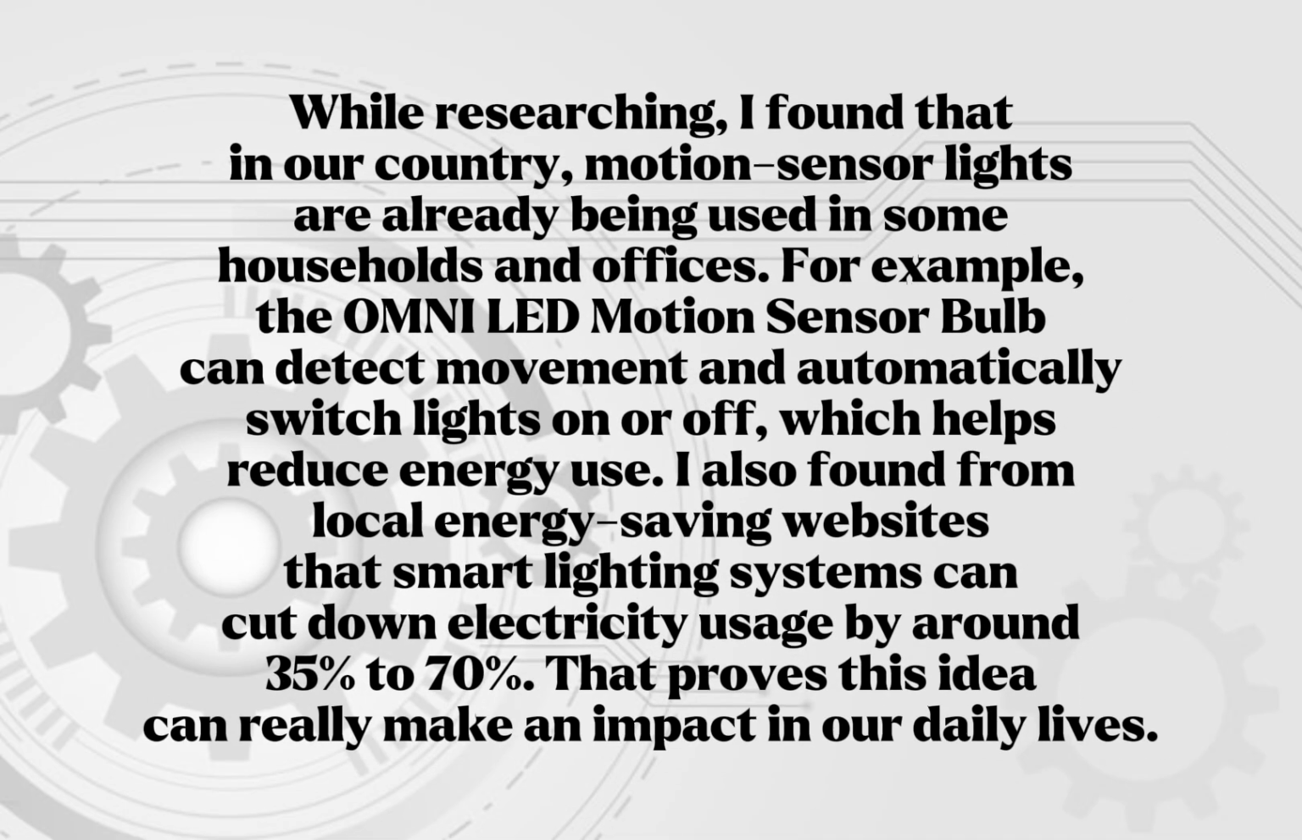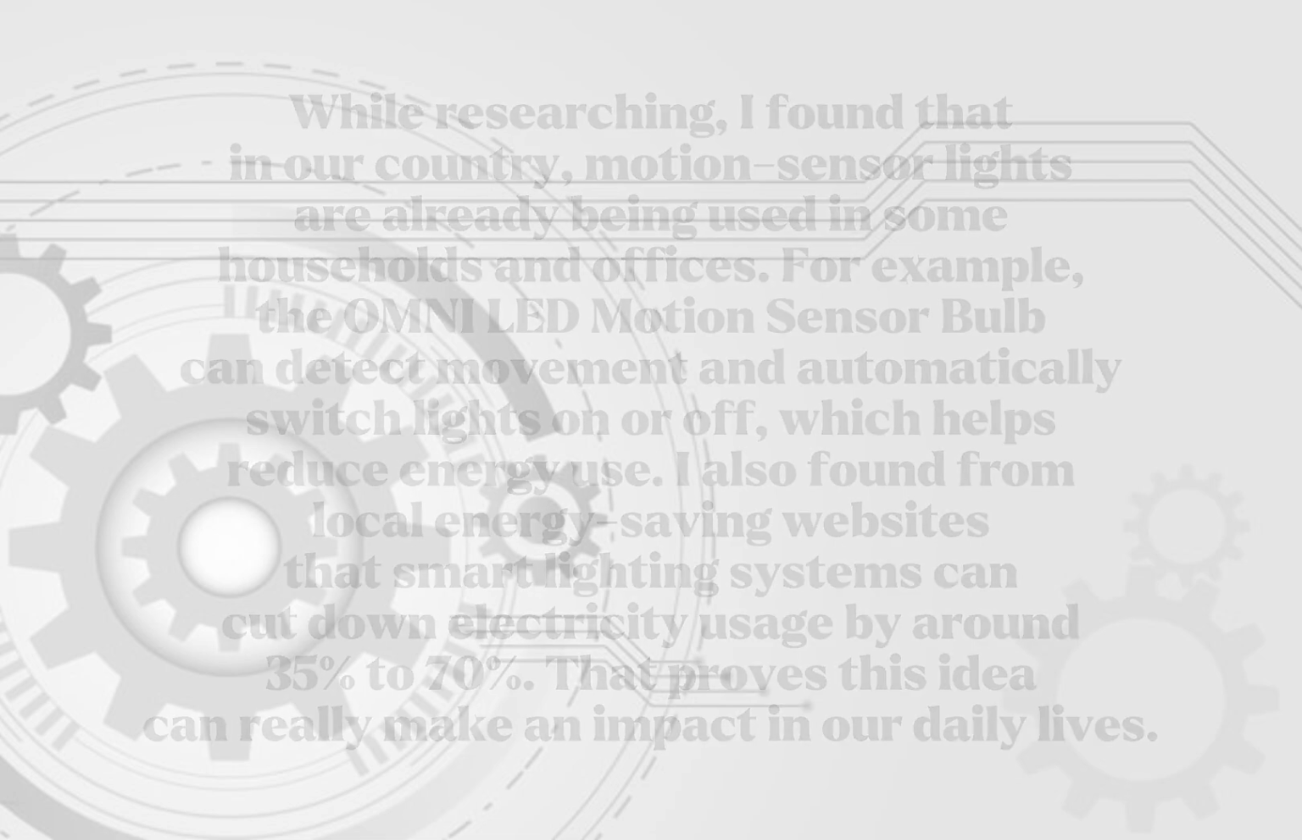The next step is researching and gathering information. While researching, I found that in our country, motion sensor lights are already being used in some households and offices. For example, the Omni-LED motion sensor bulb can detect movement and automatically switch lights on or off, which helps reduce energy use. I also found from local energy-saving websites that smart lighting systems can cut down electricity usage by around 35 to 70%. That proves this idea can really make an impact in our daily lives.